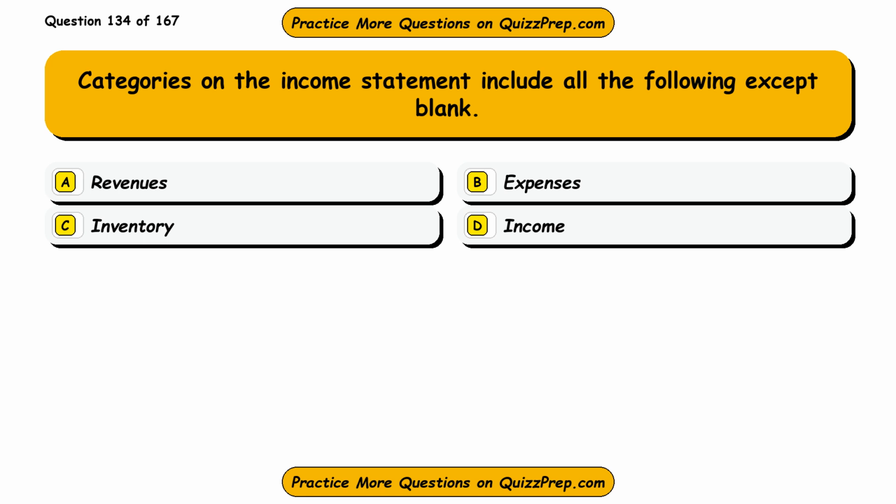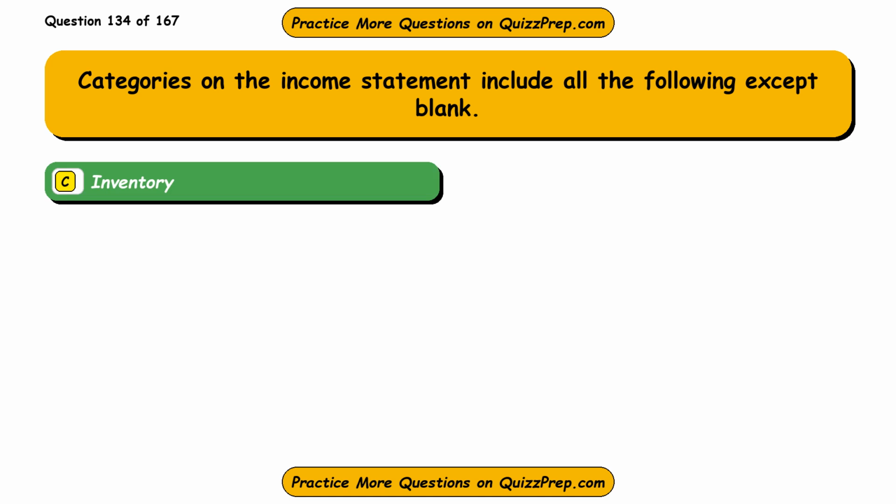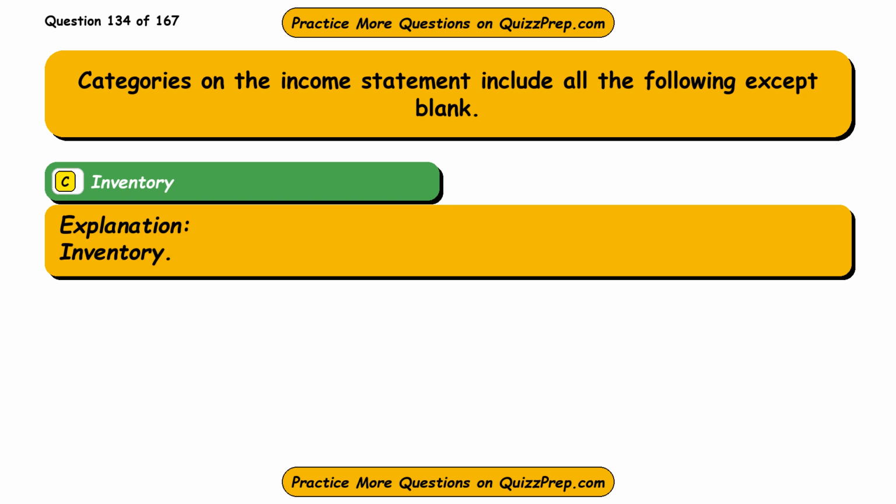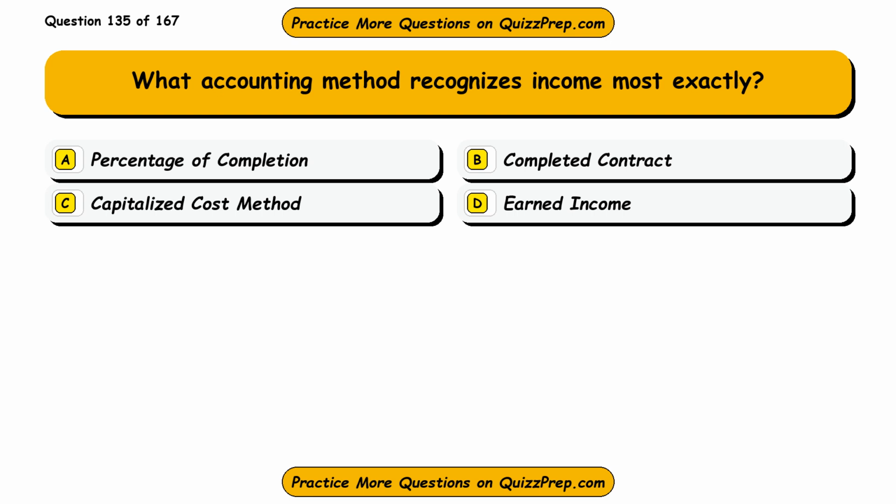Question 134. Categories on the income statement include all the following except blank. Option A, revenues. Option B, expenses. Option C, inventory. Option D, income. The correct answer is option C, inventory. Inventory.